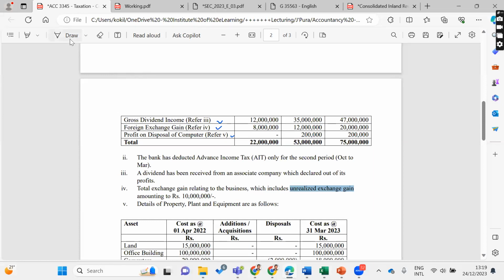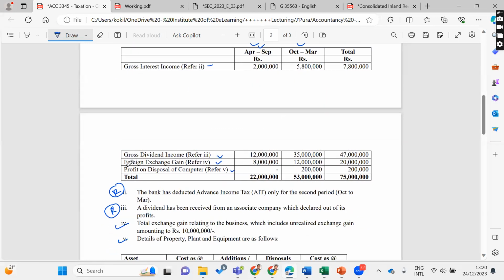Then this part is also done. You need to remember this. I will put R because we have to come back when we are doing the assessable income from investment. This part is done, and the details of PPE are given.